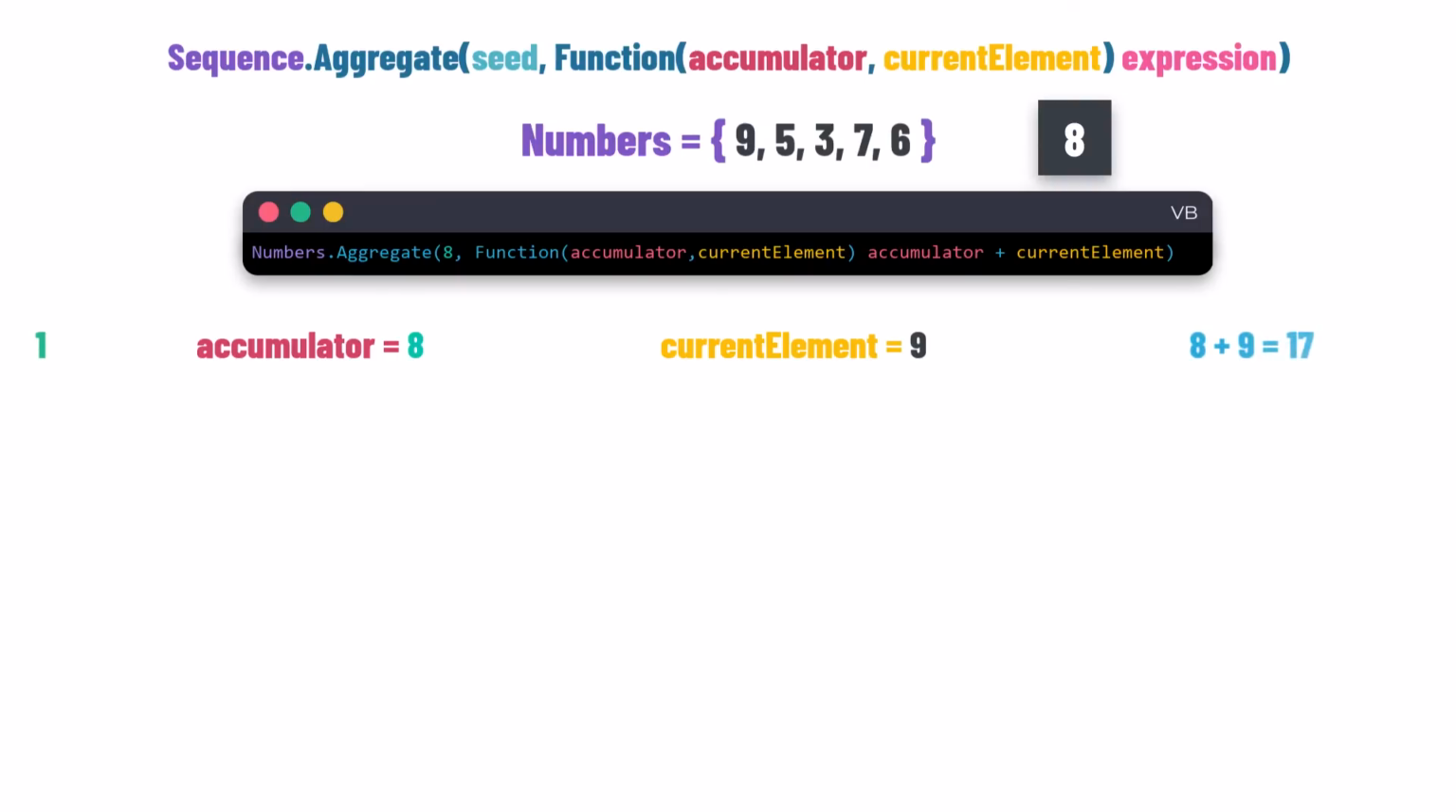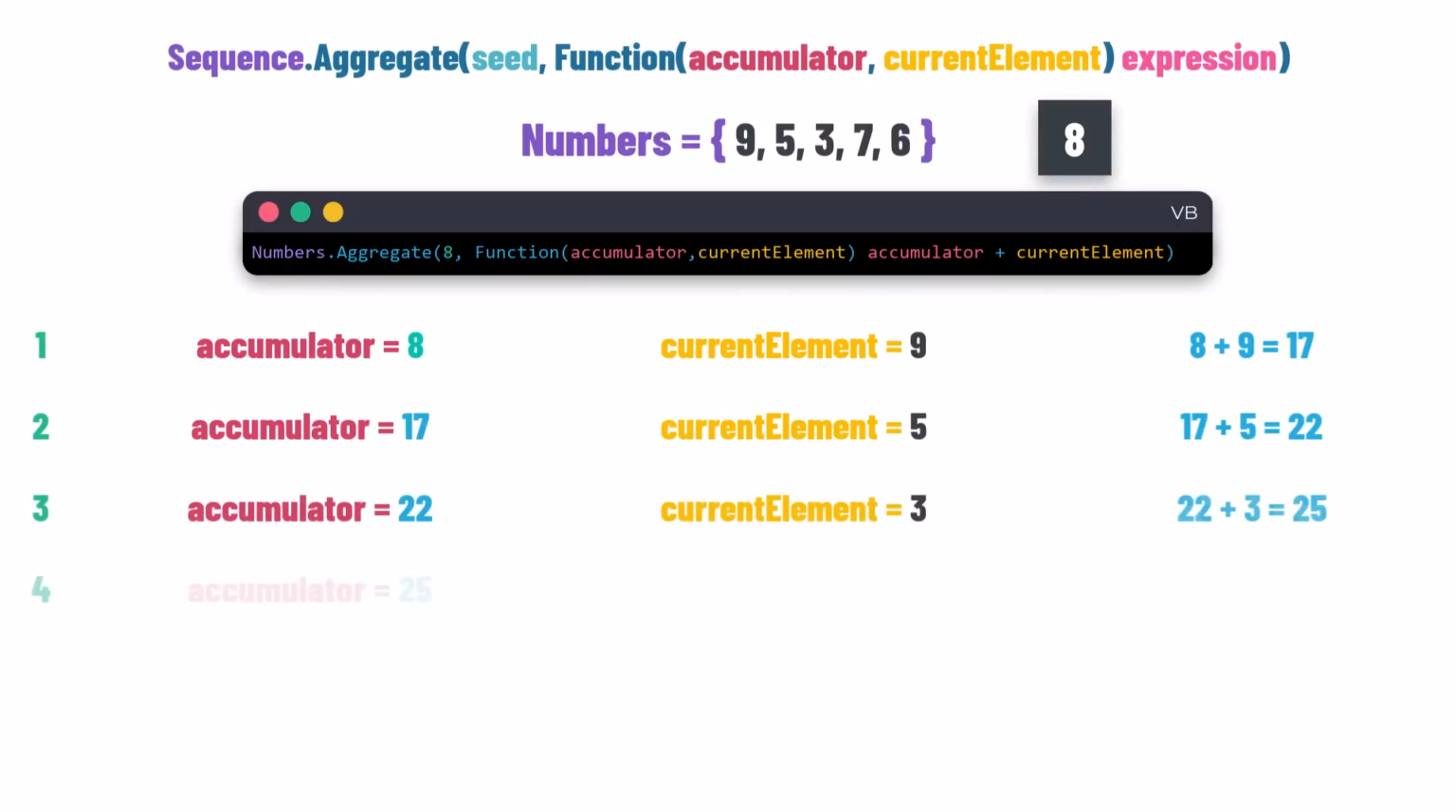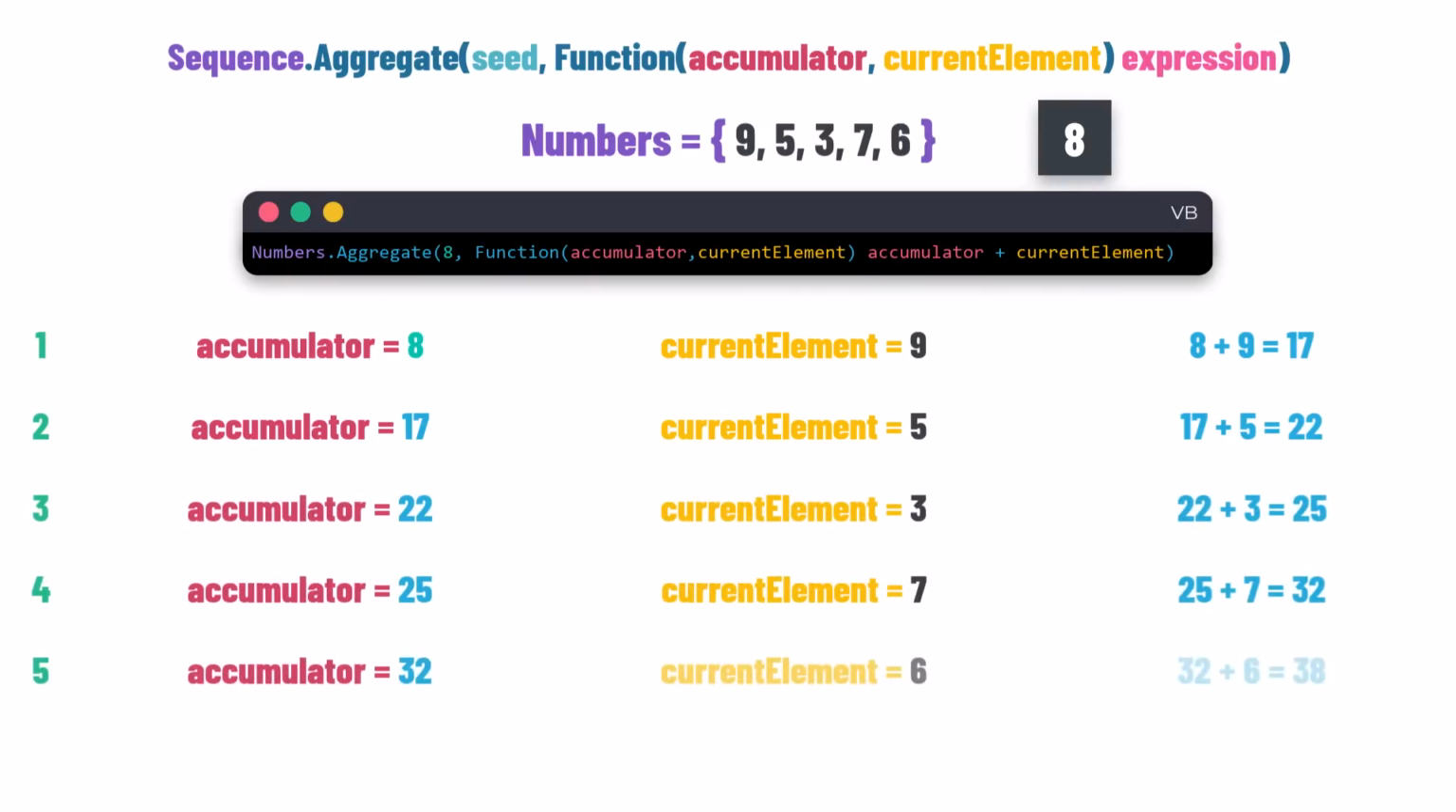So 8 plus 9 equals 17. In the next step, the accumulator is 17 and the current element is 5. Adding these together gives us 22. And so on, we add the numbers of the array together. Our final result is 38. This is how to use the second overload of aggregate method.